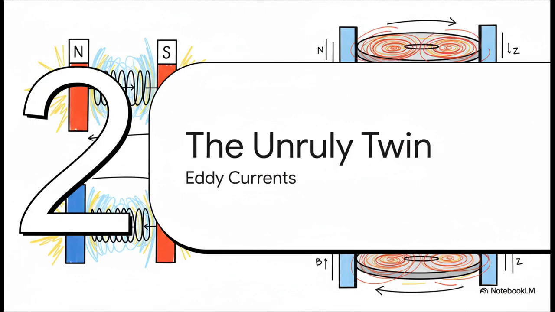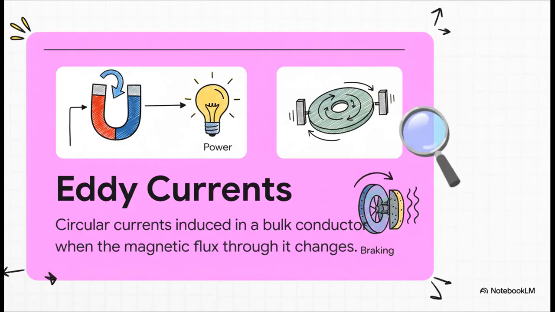Okay, so we've seen what happens when you spin a nice, neat coil of wire. But what if you just take a solid chunk of metal and spin that in the same magnetic field? Well, this is where we meet our unruly twin, eddy currents. These are basically circular loops of current that get induced inside bulk conductors, we're talking solid pieces of metal, anytime they're in a changing magnetic flux. It's the exact same principle as the generator, but instead of the current flowing nicely in a wire, it just swirls around inside the metal itself.